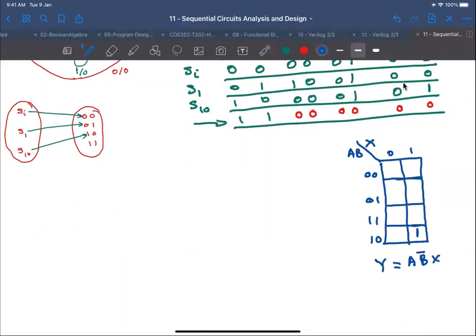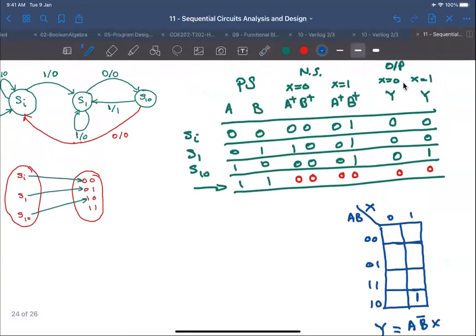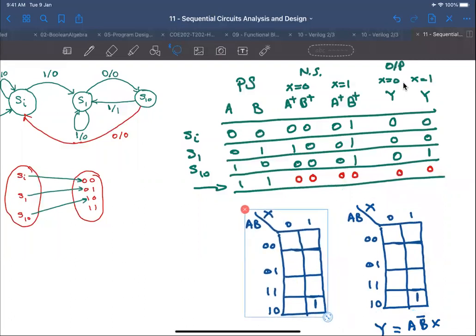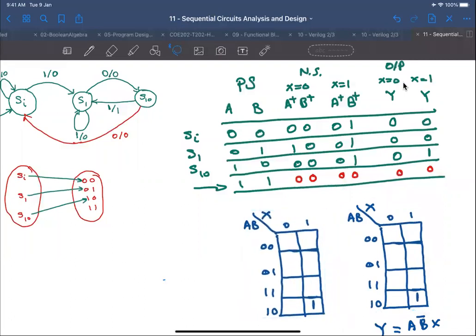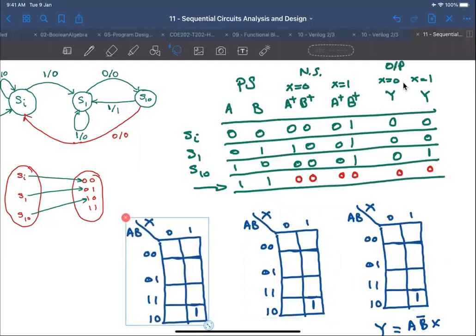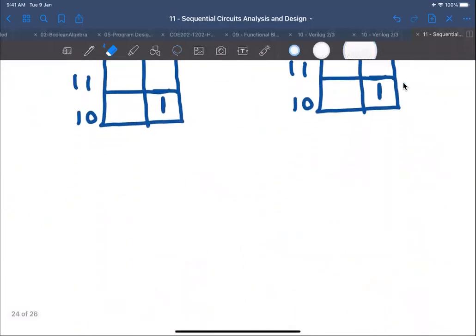Okay, what about A plus now? A plus is the input of my first flip-flop. This is one column of A plus, and this is the second column of A plus, for X equals 0 and for X equals 1, right? So I can, in fact, copy this K-map and reuse it for A plus once and B plus once. Okay, but I need to erase this one.